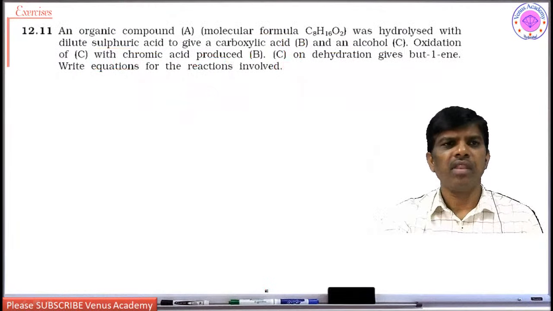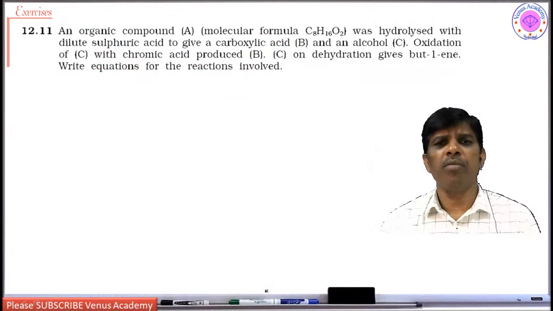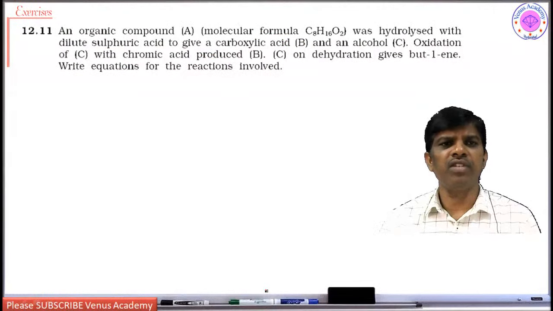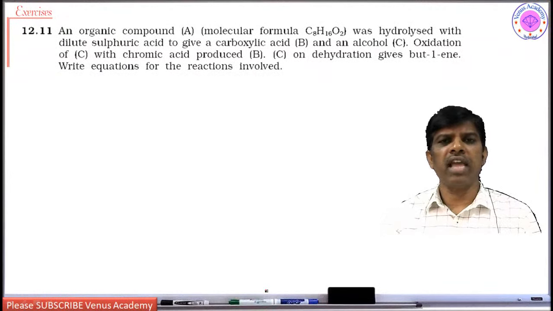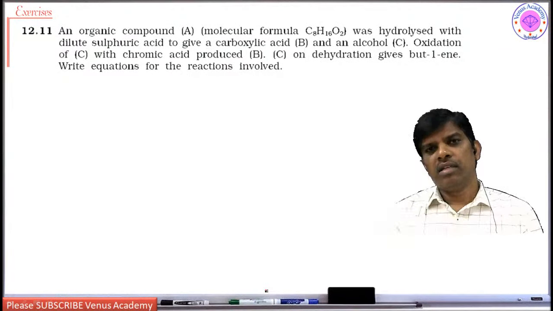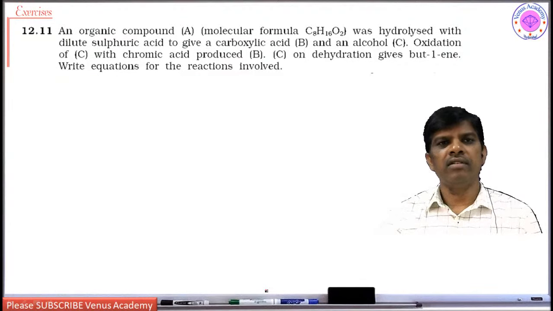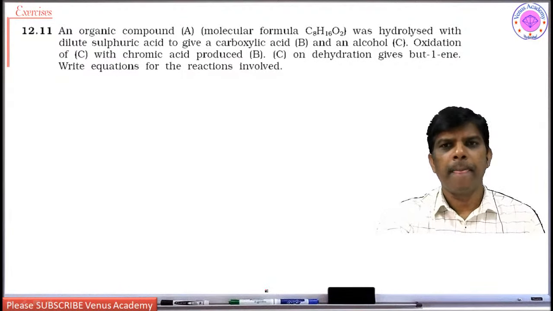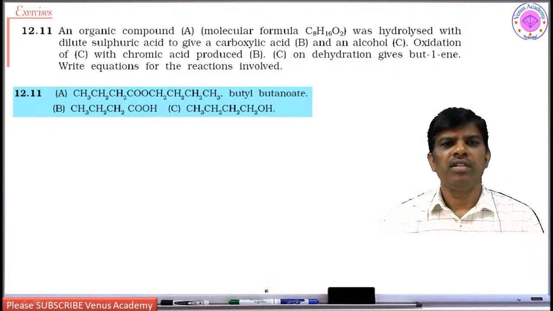Next, an organic compound A with molecular formula C8H16O2 was hydrolyzed with dilute sulfuric acid to give a carboxylic acid B and an alcohol C. Oxidation of C with chromic acid produced B. C on dehydration gives but-1-ene. Write equations for the reactions involved. Yes, students, let us write the equation.